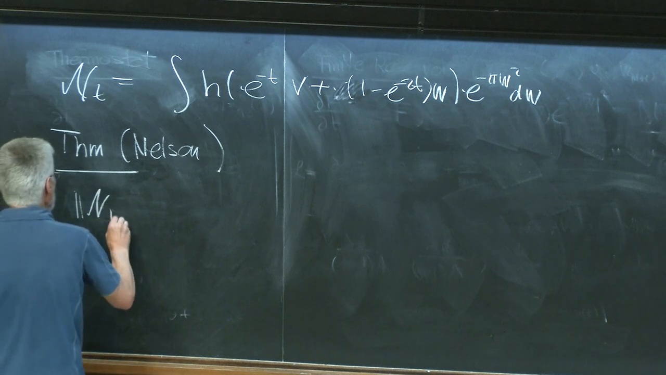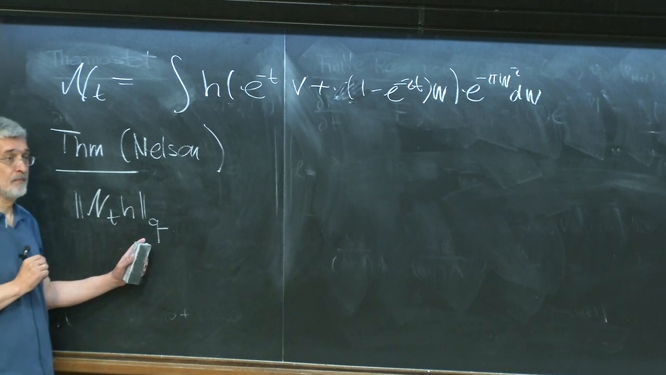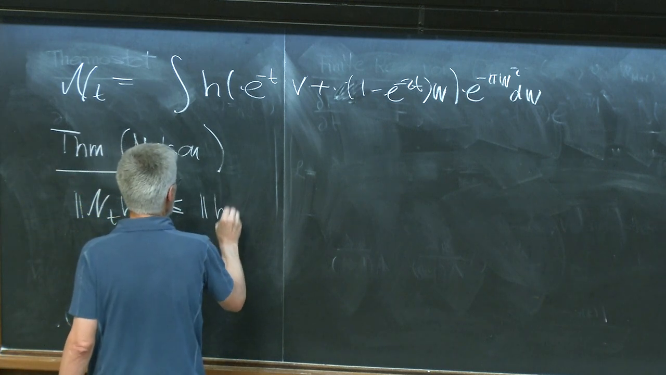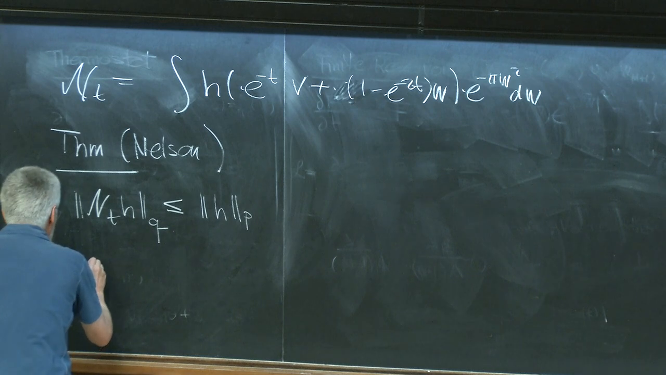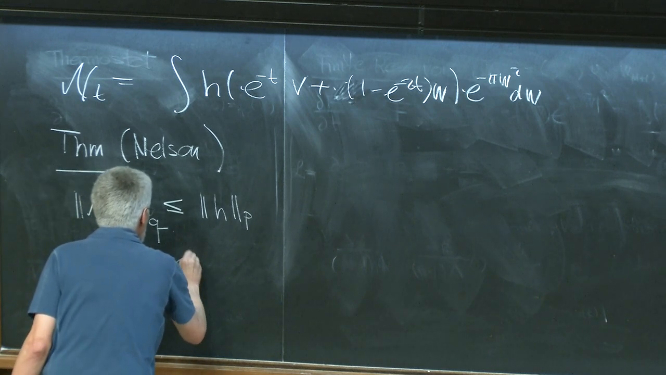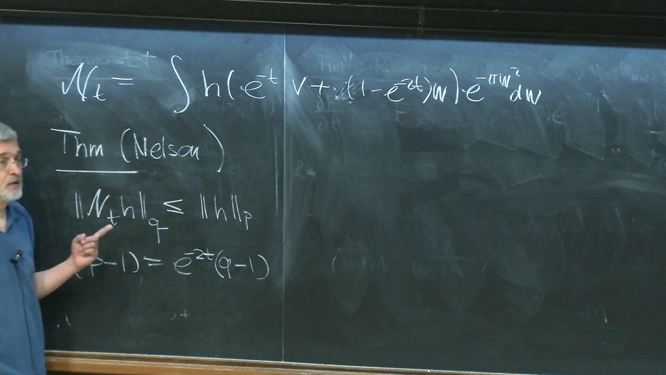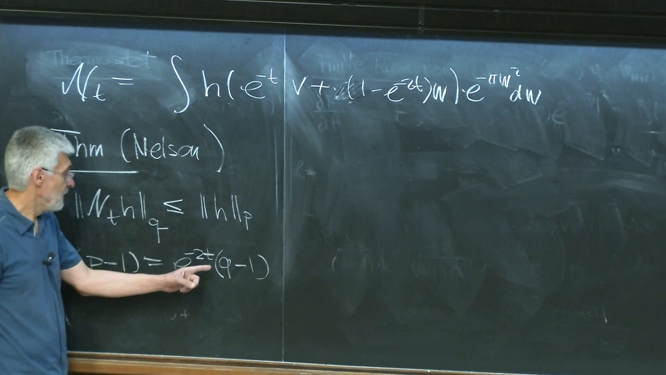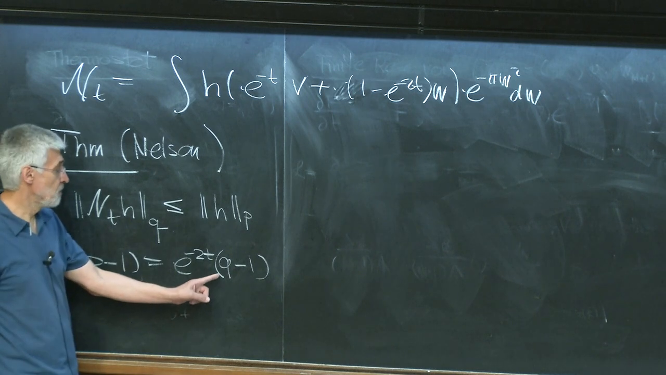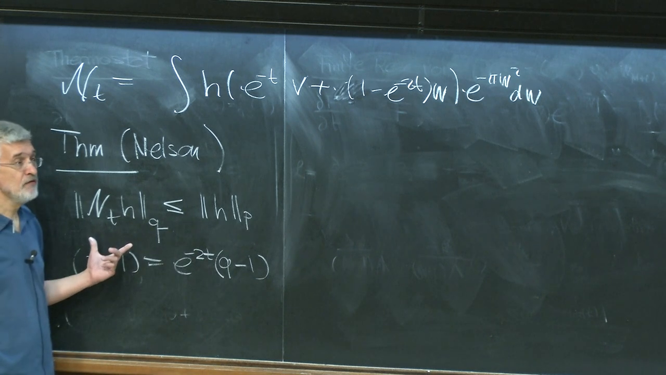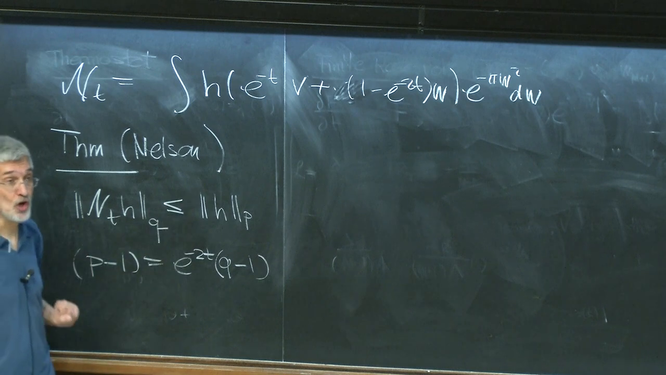When you take N_t h in the Q norm, and what do I mean by the Q norm? It's always the Q norm with respect to the Gaussian measure. That's less or equal to the P norm of h. So far, not too interesting, but what it says in particular is that q minus 1 equals e to the 2t times (p minus 1). That's interesting, and that's a hard theorem, actually. Why? Because what this says is that the Q here can be larger than P. It cannot be too large, because once q is larger than this relation allows, the operator is not even bounded. But when this relation is satisfied, you have this estimate, and the constant 1 is sharp.